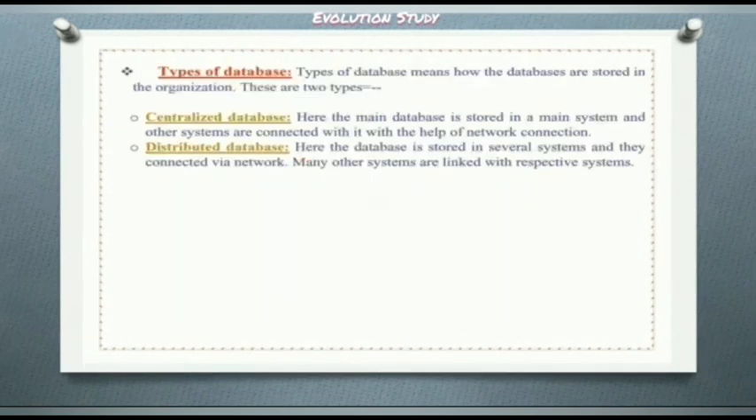Now let's quickly talk about the types of database. The types of database means how the databases are stored in the organization. These are of two types, centralized and distributed. Now what is centralized? Here the main database is stored in a main system and the other systems are connected with it with the help of a network connection. And what is a distributed database? Here the database is stored in several systems and they are connected via a network. Many other systems are linked with respective systems.